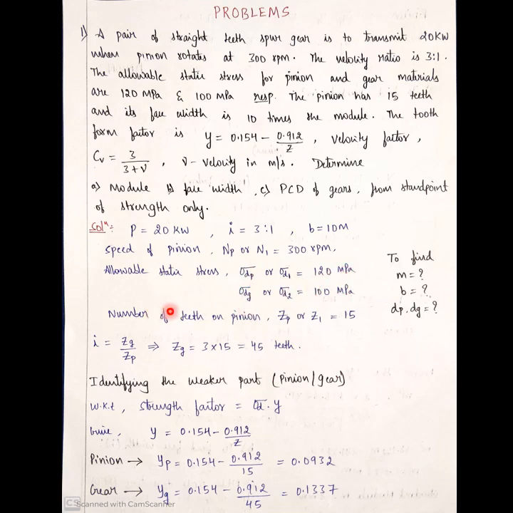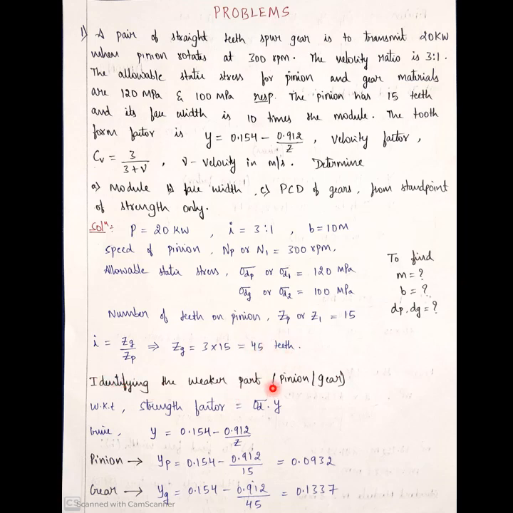He has given this. Now number of teeth on pinion, he has given, that is Zp. Okay, Zp he has given, Z1, either of them, teeth 15, where i is equal to, we know the speed ratio, that is Zg by Zp, is equal to 3, so Zg is 3 into 15, that is 45 teeth. We calculated the 45 teeth.